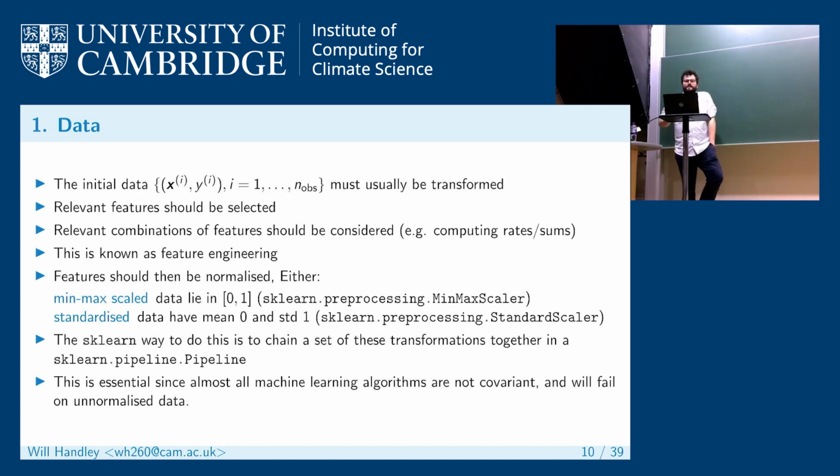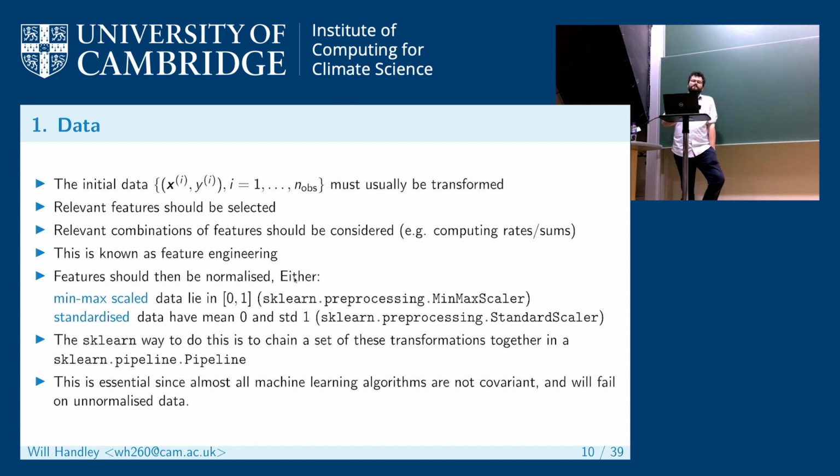Picking the correct features is known as feature engineering, which is where you try to either pick features or produce features by computing rates or sums from other things. And this is generally where a lot of the work of a data scientist would have lain back in sort of 2010. Features should then be normalized, and this is a critical part of all machine learning pipelines.